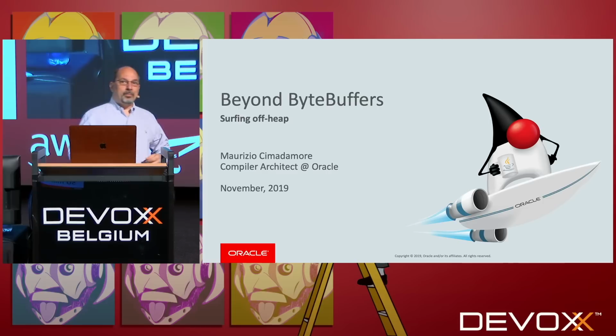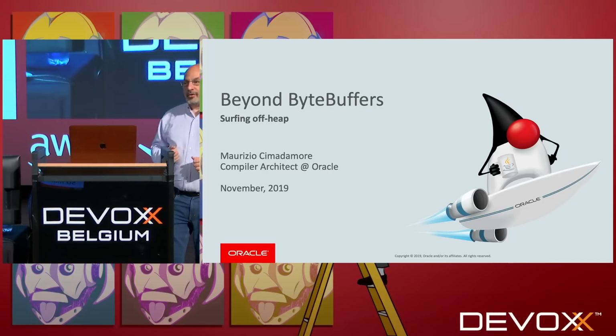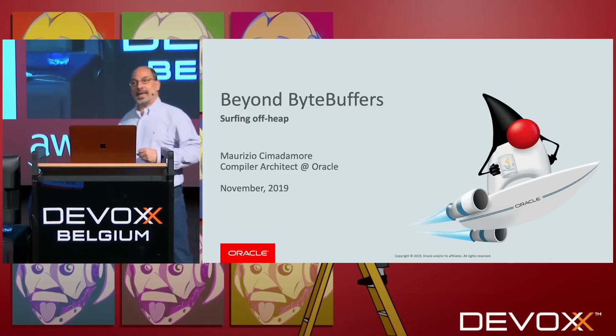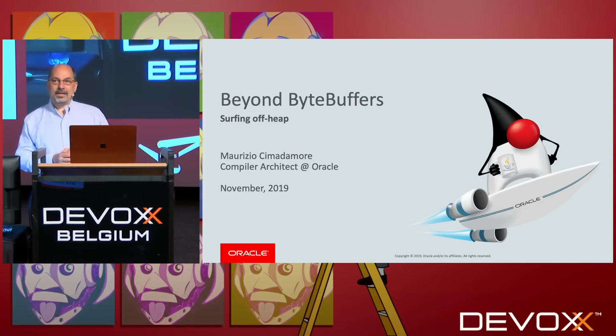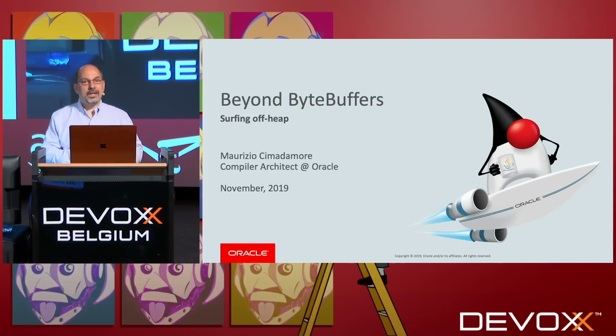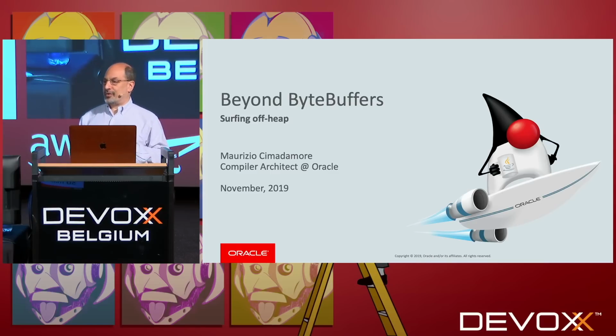So what do we mean by Beyond ByteBuffers? The ByteBuffer API was introduced in Java 1.4 primarily for non-blocking I/O, but it gets used a lot for accessing off-heap memory. And as we'll see later in the slides, it's not exactly the ideal tool for that, but we use it for that anyway because it's what we've got.